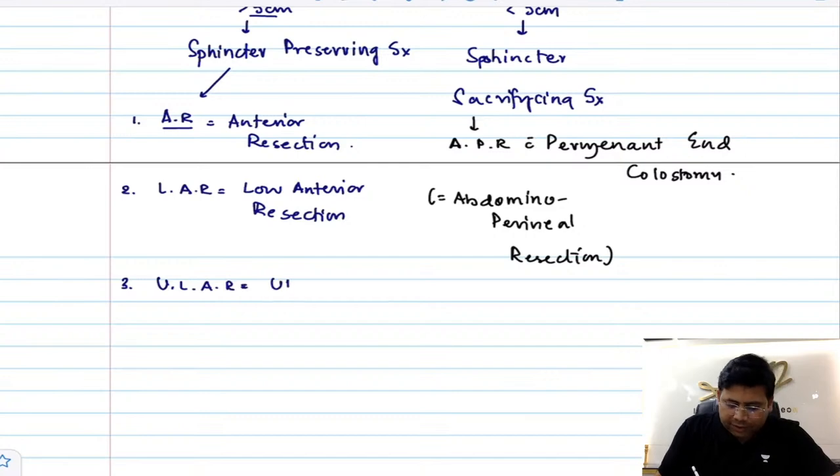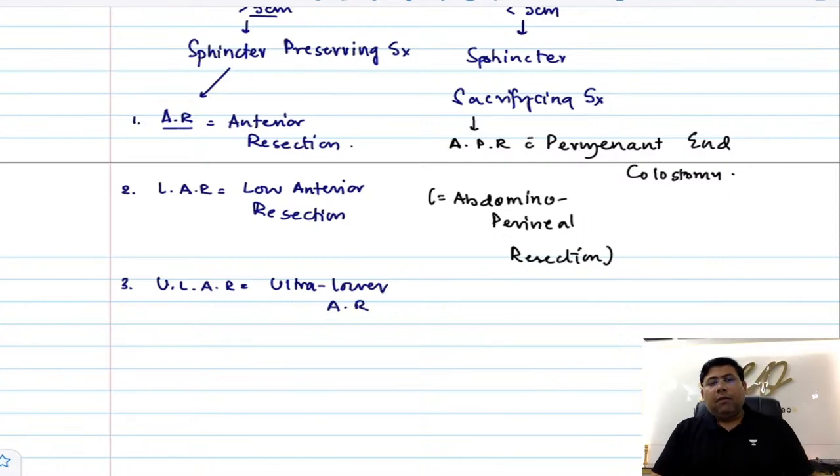Now, what is the concept of ULAR? Let us try to understand that with a diagram. What is ultra low AR? When will you call it an AR? When will you call it LAR? So let us try to understand all these things in terms of a diagram.